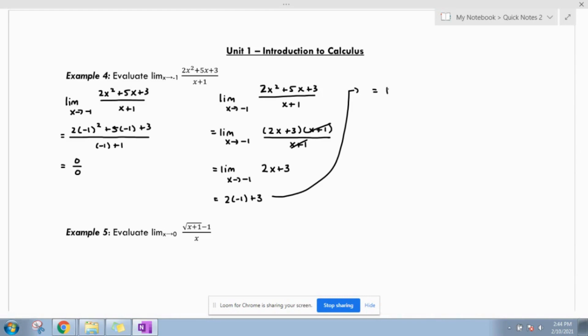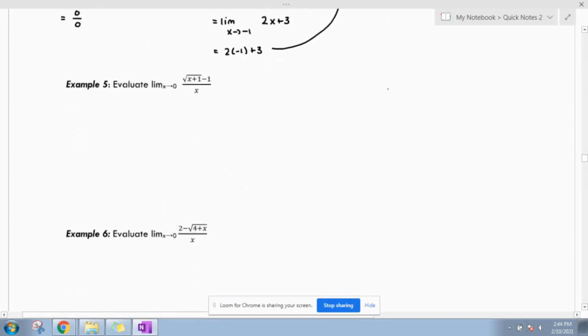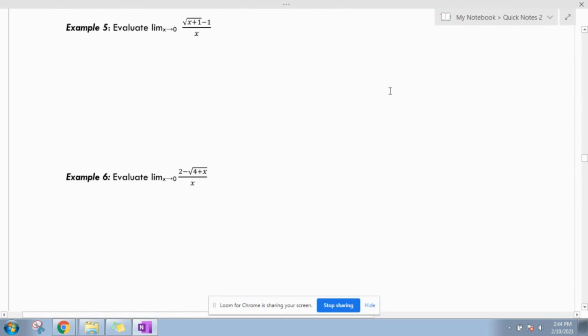Let's take a look at example 5. In example 5, it says, evaluate the limit as x approaches 0 for the square root of (x + 1) minus 1, all over x. Again, start off by doing a direct substitution first to notice whether or not you're going to get an indeterminate form. So I'm just going to do that on the side here.